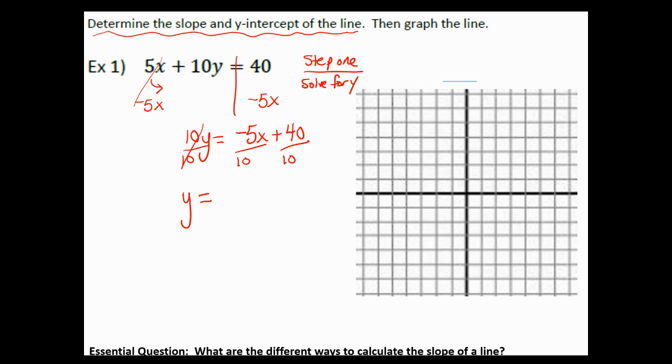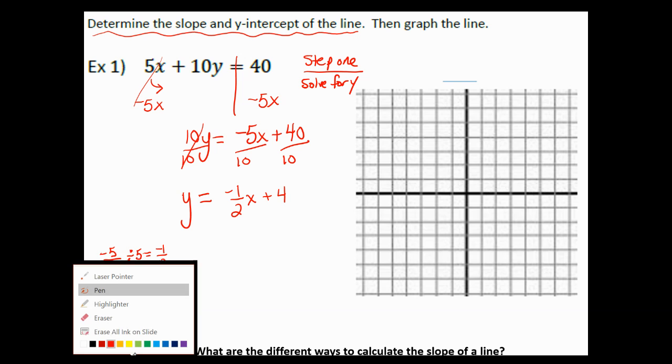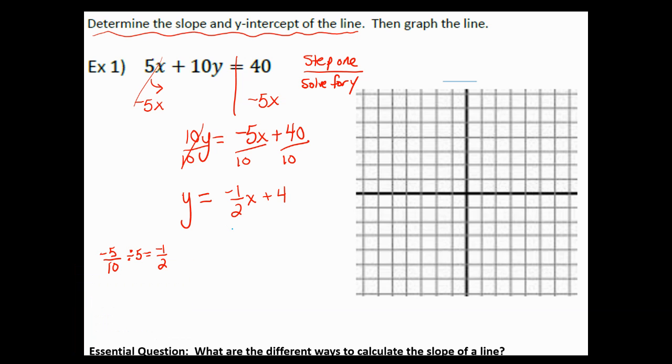So y would be equal to, what is that number? Negative 5 over 10. Divide out a 5. That would be negative 1/2. I get a lot of students who will say negative 5 over 10 is negative 2. It's not. It's negative 1/2. And 40 divided by 10 is 4. You can always use the calculator for that fraction as well.